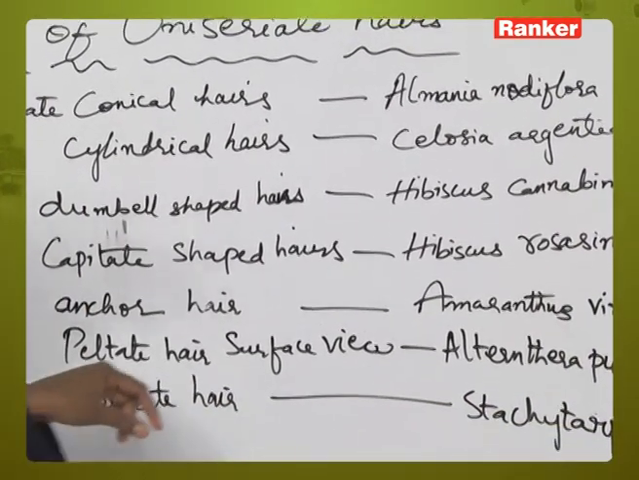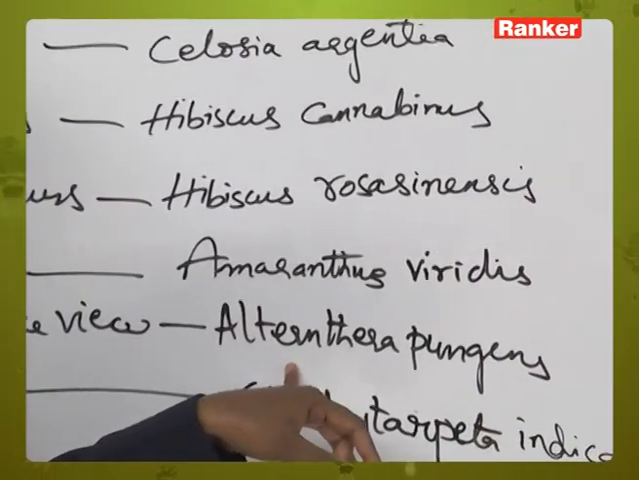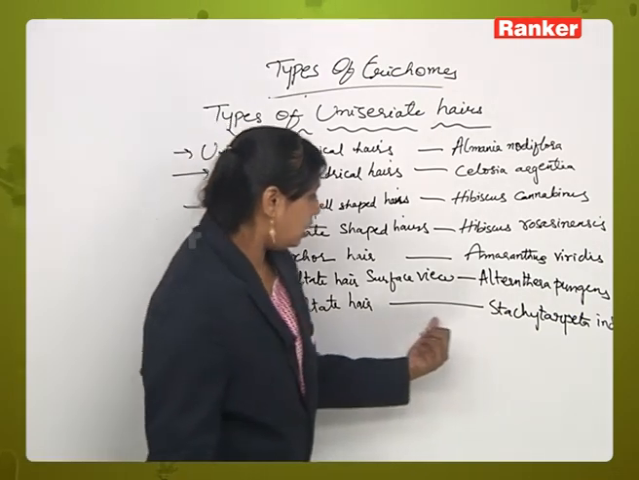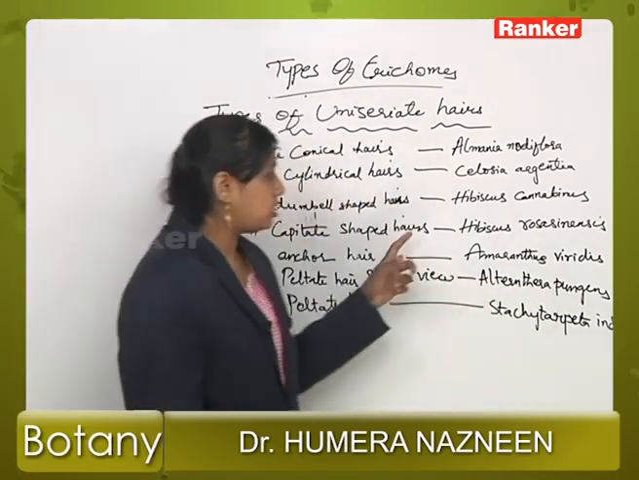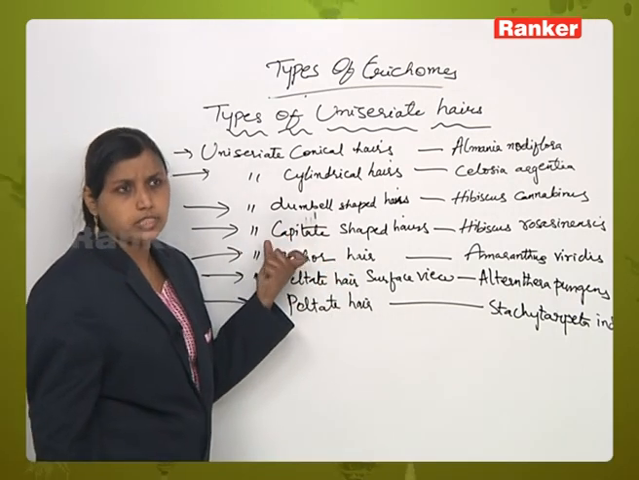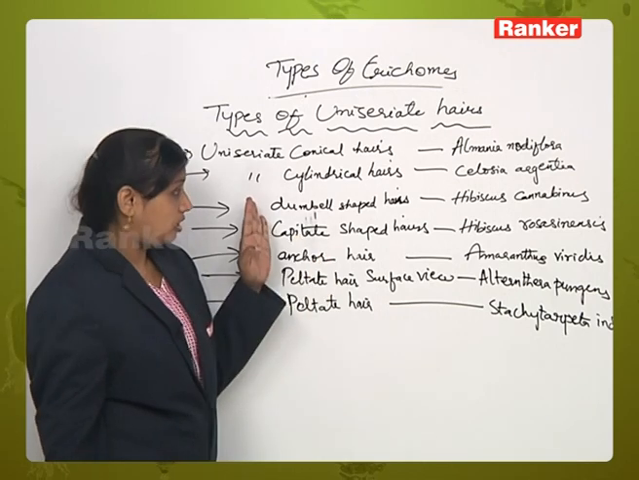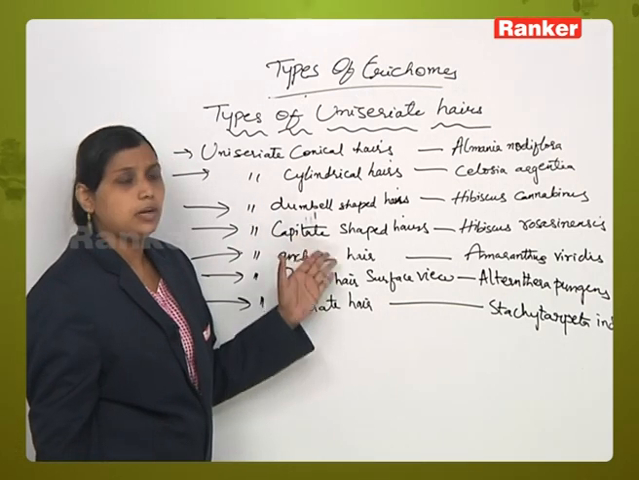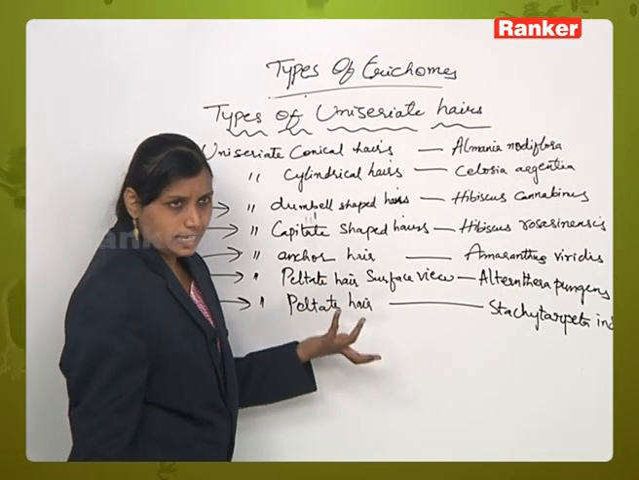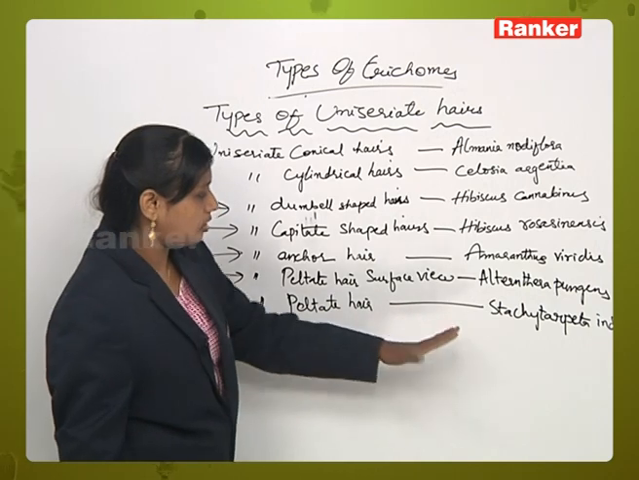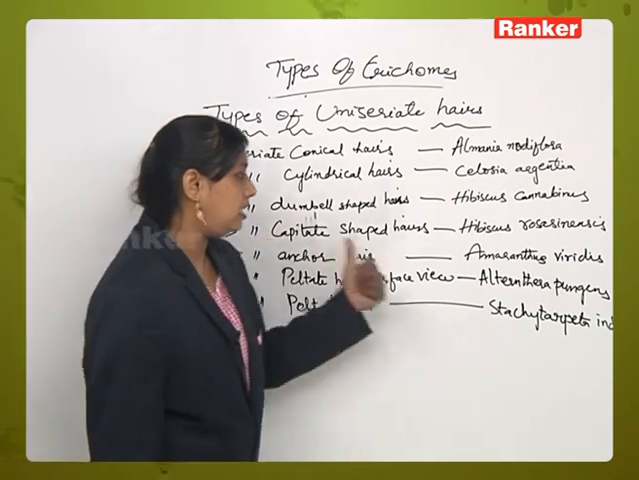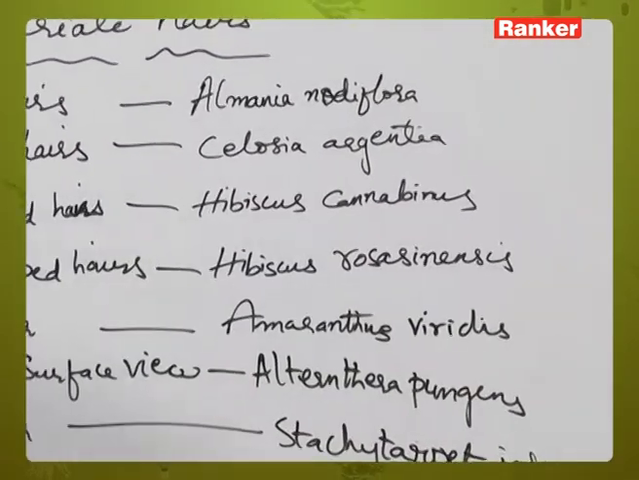Now next is uniseriate peltate hair, at the surface view it is Alternanthera pungens, and next is uniseriate peltate hair is Stachytarpheta indica. These are the scientific names of the plants in which you can see the development of structures like uniseriate hairs. It may be uniseriate conical, cylindrical, dumbbell, capitate, anchor or peltate surface view, or normal peltate hair. So take down these examples. This is where you get the questions like uniseriate anchor hair is seen in Amaranthus viridis. Okay, these examples are very important.